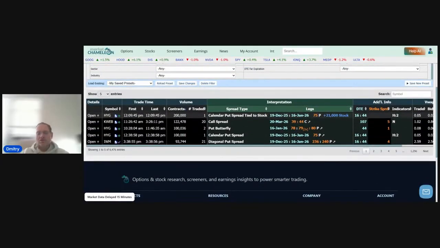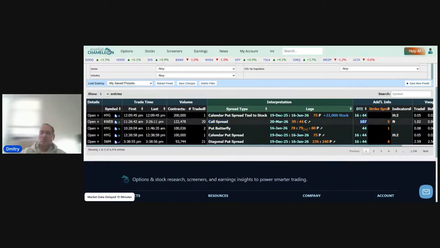So then we could just simply go down the line, because the interpretation here is helping us to quickly see what we think the most likely strategy is, given what we're looking at on the trade. Okay. Here, KWEB, this looks like a call spread, right? If we open it up, the March 20th, 39.44 call spread.